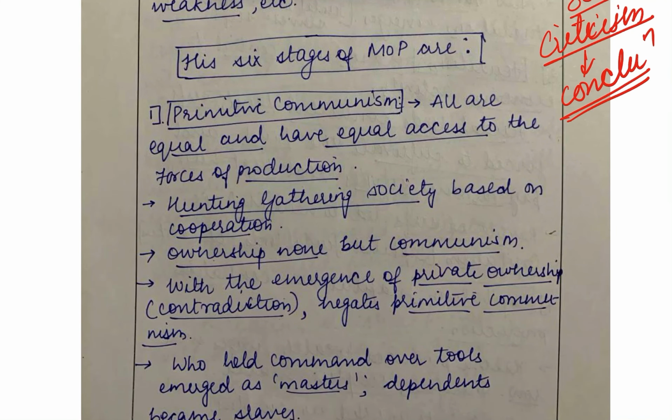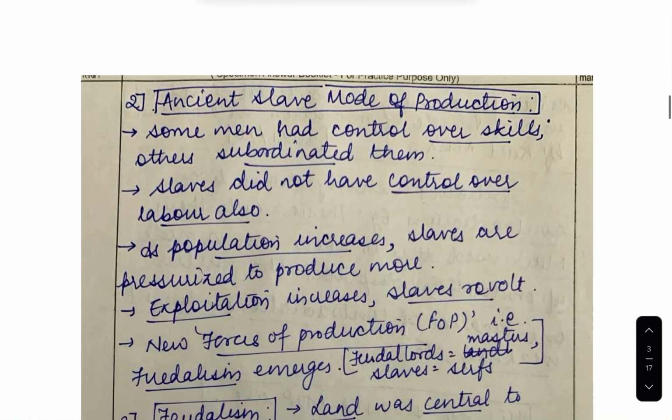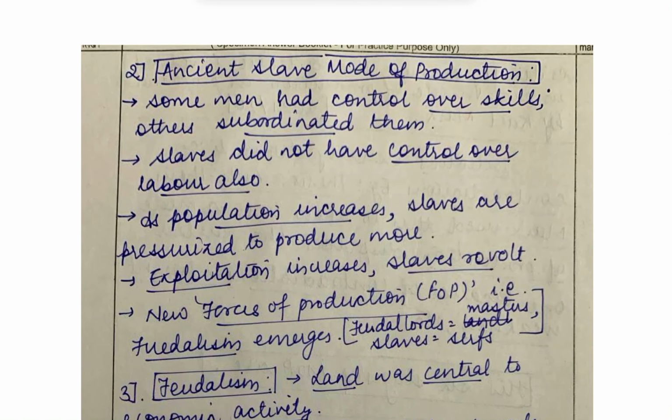His 6 stages of mode of production are: first is primitive communism, where all are equal and all have equal access to forces of production. It's a hunting gathering society based on cooperation, ownership by none. With the emergence of private ownership, contradictions emerged. This negates the primitive communism. Those who held command over the tools emerged as masters and dependents became the slaves. So here we move to the second mode of production, that is ancient slave mode of production.